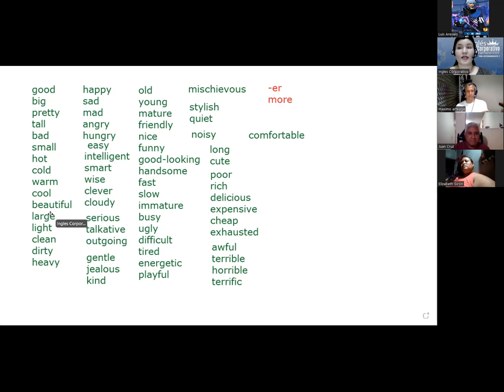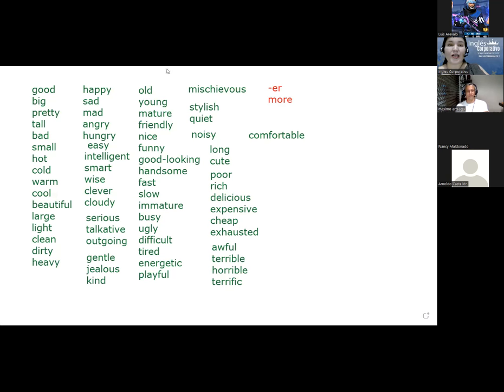We have large. Larger. Light. Lighter. Clean. Cleaner. Dirty. Dirtier. Say dirtier. Happy. Happier. Heavy. Heavier. Sad. Sadder. Mad? Madder. It's not "mother," okay? Mother is your mother, right? This is madder. Angry? Angrier. Hungry? Hungrier.